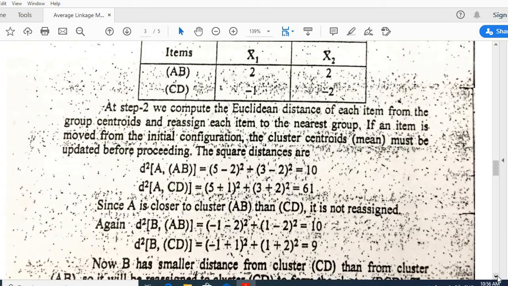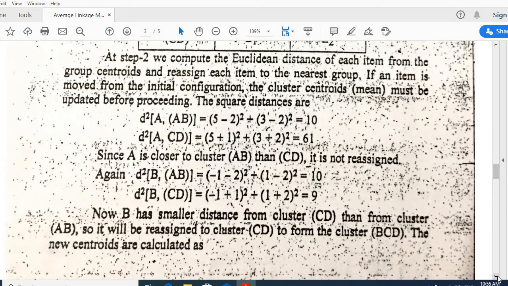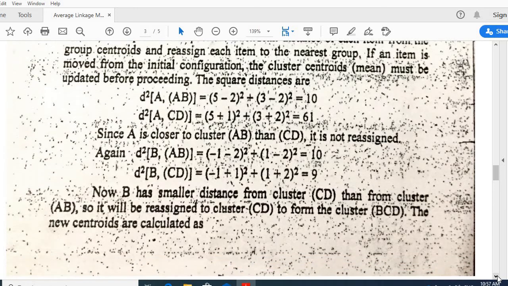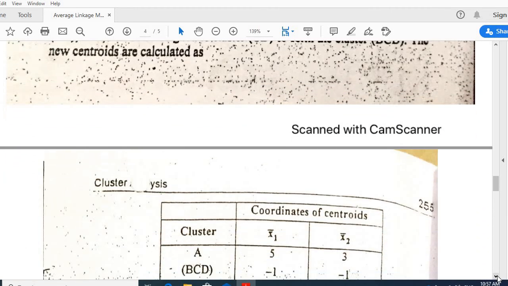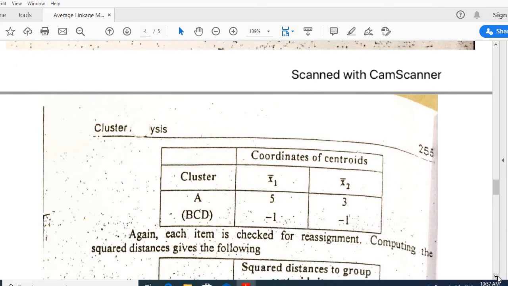Similarly, the distance between B and AB, and the distance between B and CD. Now B has the smallest distance from cluster CD rather than from cluster AB, so it will be reassigned to cluster CD. क्योंकि इसका डिस्टेंस B का C से ज़्यादा करीब है, लिहाजा हम B को अब C के साथ क्लस्टर कर देंगे. Now the new arrangement is here, that A will remain alone and B, C, D will be clustered.